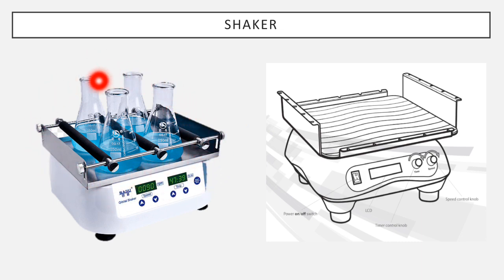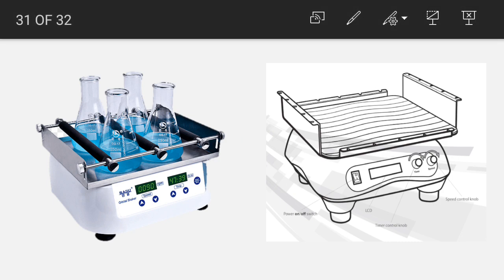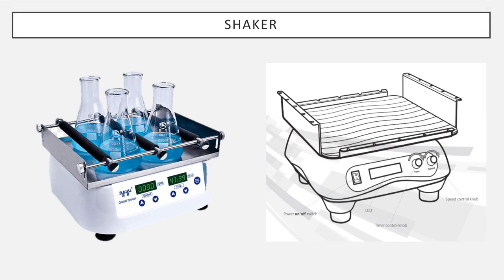This is where we place the beakers or flasks. It will agitate back and forth like this one, or left and right like this one, or in tilting motion like this one. It will tilt and agitate the solution to produce a homogeneous mixture.